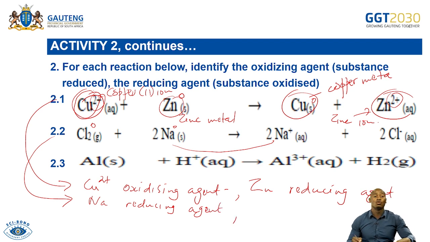So look at Cl2. Cl2 is 0, but this side is -1. So it's from 0 to -1, and there's a decrease in oxidation number. It means that chlorine gas here is being reduced, is gaining electrons. Why am I saying it's gaining electrons? There's a decrease in oxidation number. Therefore, my Cl2 is the oxidizing agent.